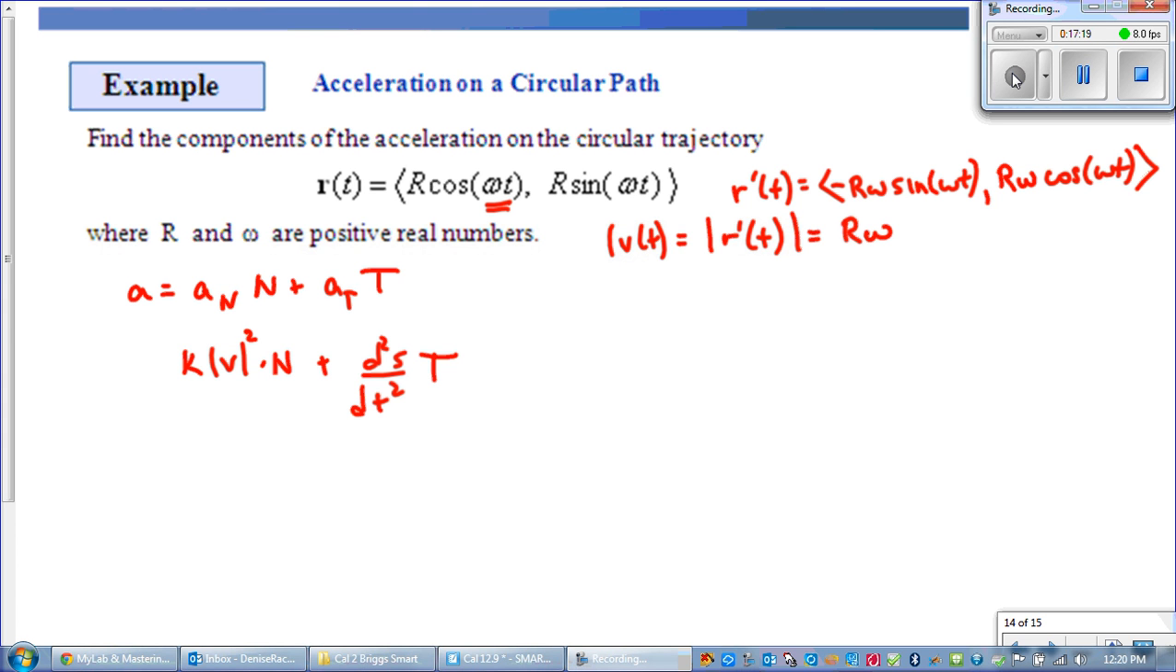Now this is a circle. Remember, the curvature for a circle is 1 over the radius. And the radius of this circle is actually just capital R. So the curvature is 1 over the capital R. So we have the curvature here is 1 over R. The magnitude of the velocity squared will be r squared omega squared.